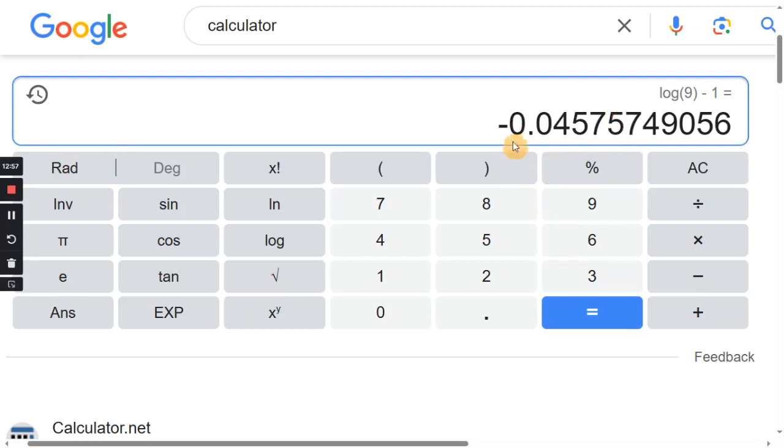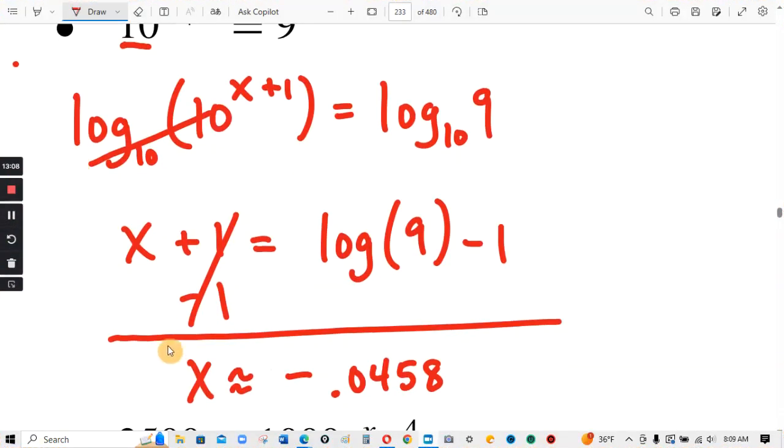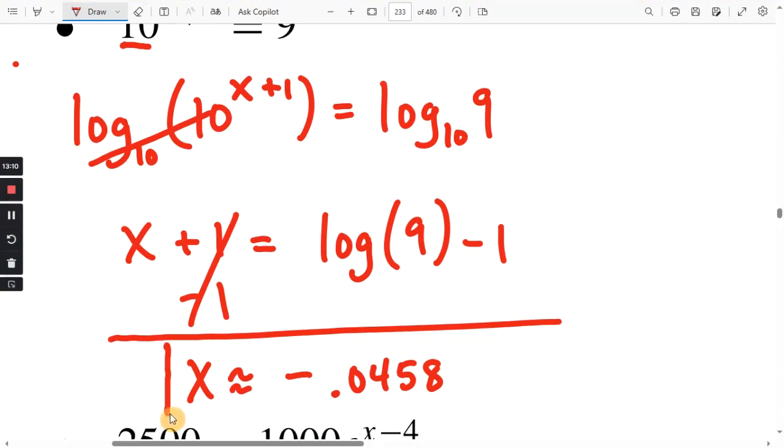So it's negative 0.0458. All right, negative 0.0458. And I use these squiggly lines in place of the equal sign because I round it off. If you want to put a 0 in front, you can, but it's the same thing.